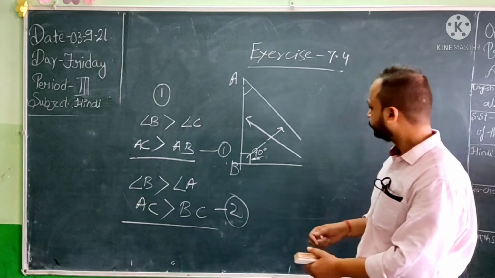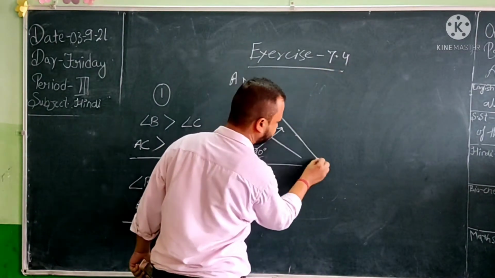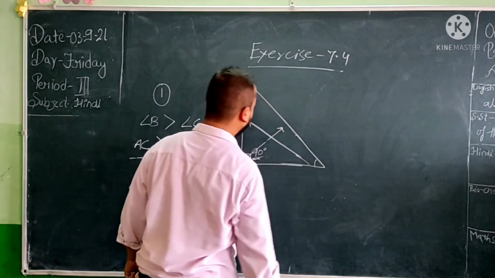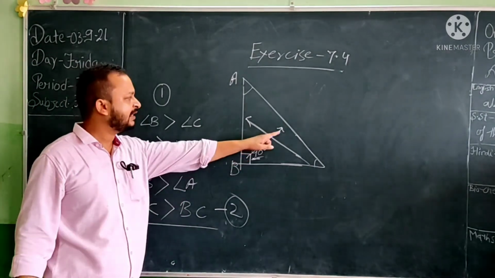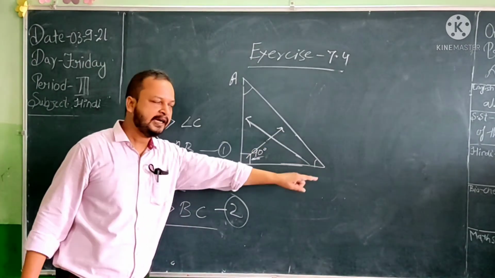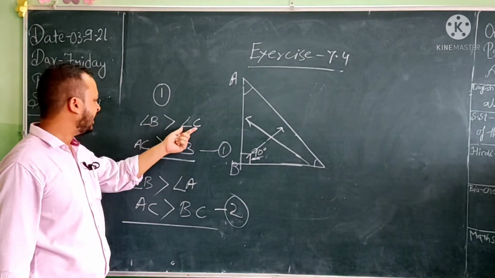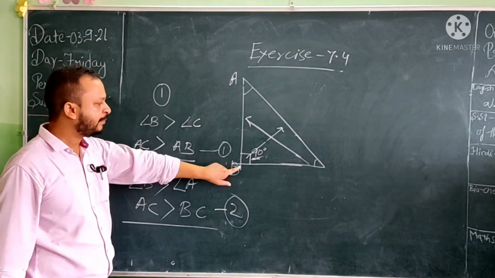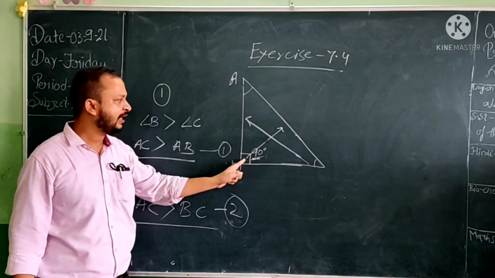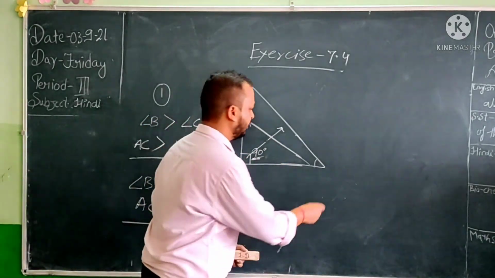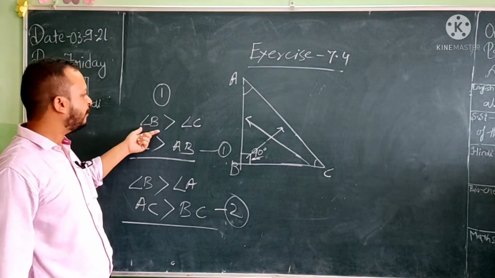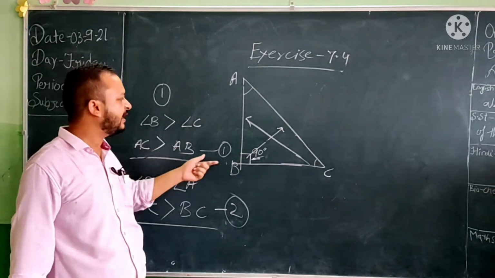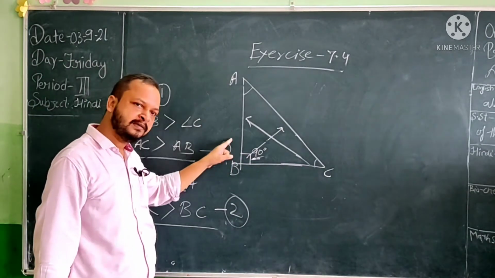This one. So here angle B is greater than angle C, suppose. So angle B is greater than angle C. It means the opposite side of angle B is what? AC. This is C. So the opposite side of B is AC. So AC is greater than AB.